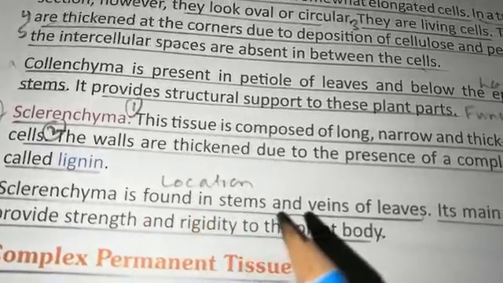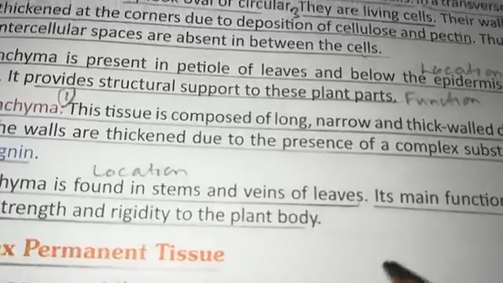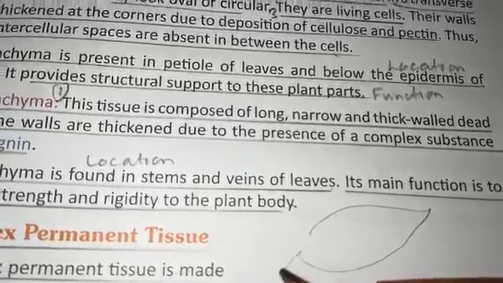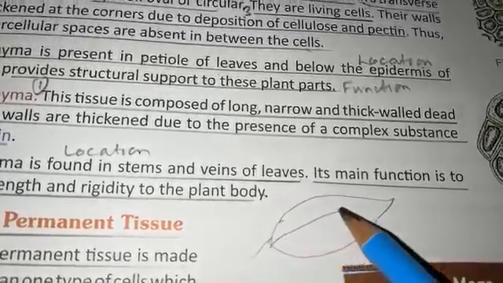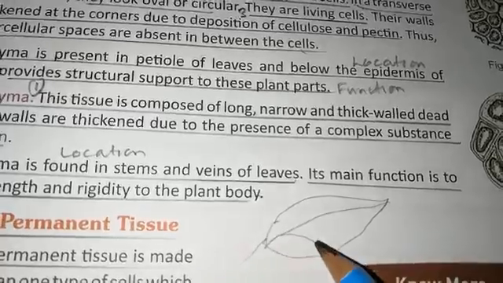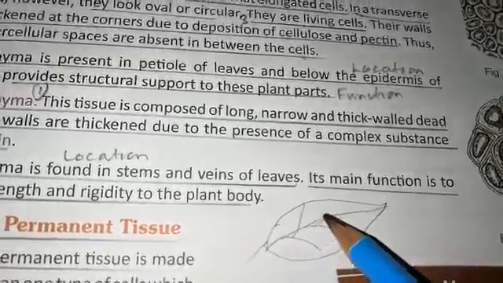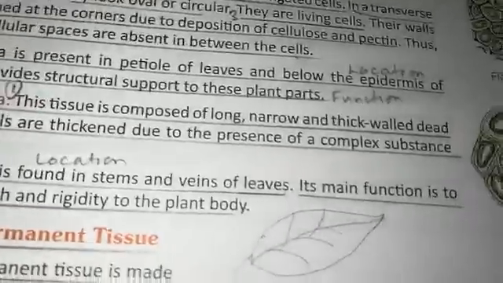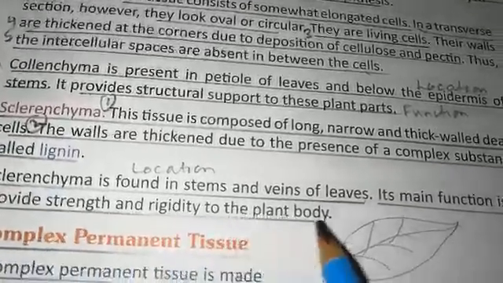Sclerenchyma is found in stems and veins of leaves. I think you all know what a vein is. If this is a leaf, this is the midrib, these are the veins. So you will find here the sclerenchyma. Its main function is to provide strength and rigidity to the plant body.